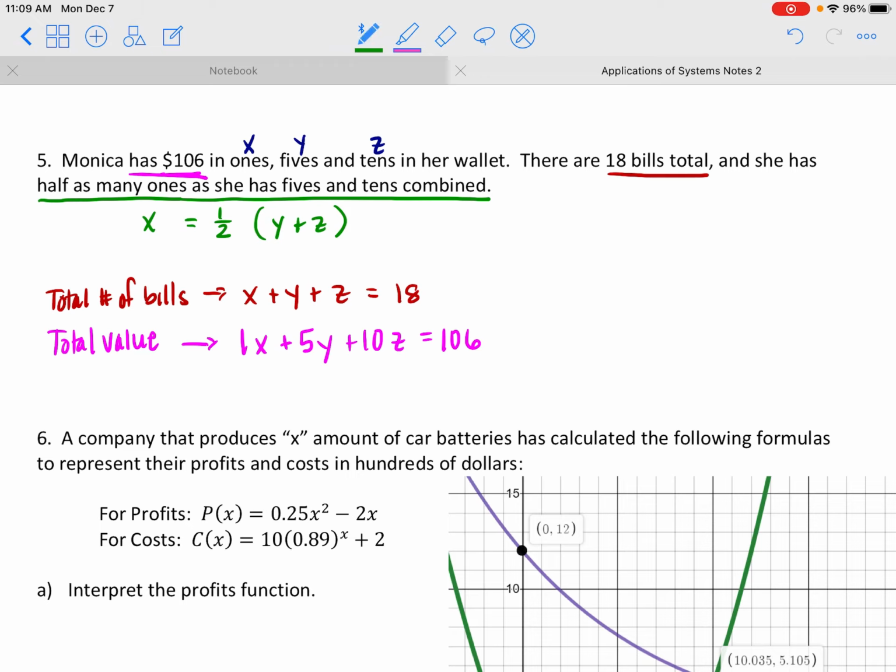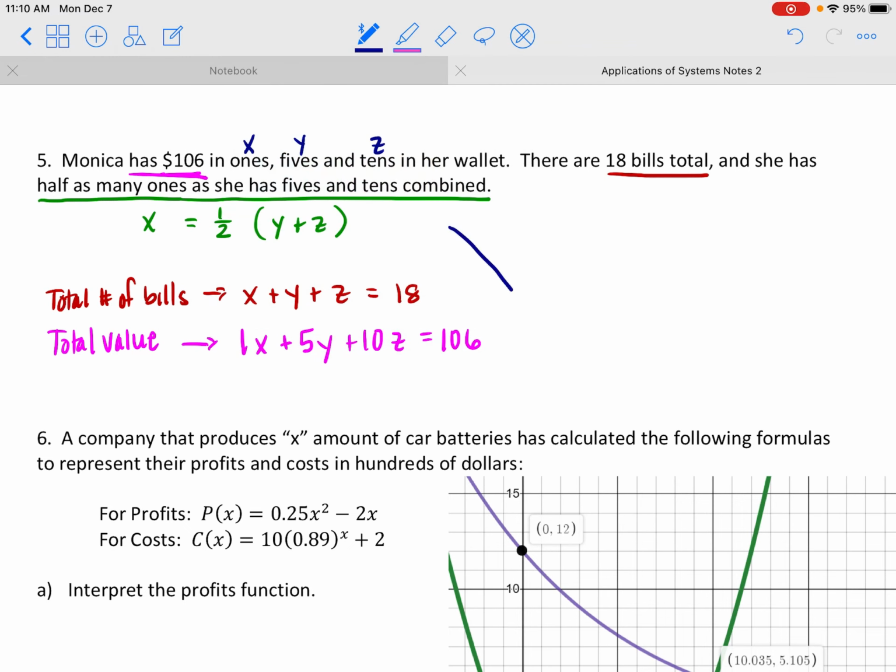Okay? And if you weren't sure about that equation, just test it out. So think if she had, let's say she had 2 fives and she had 6 tens, just for example. If she had 8 of those all together, then she would have 4 ones because she has half as many. So I would have to take half of the 8 to get to the 4. So that equation, again, should make a little bit of sense. Okay? So now we have our system. We have our 3 equations. Now we just need to solve.